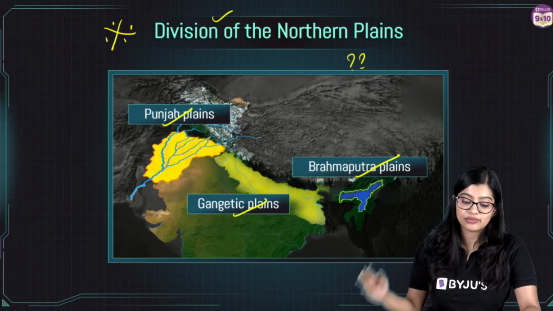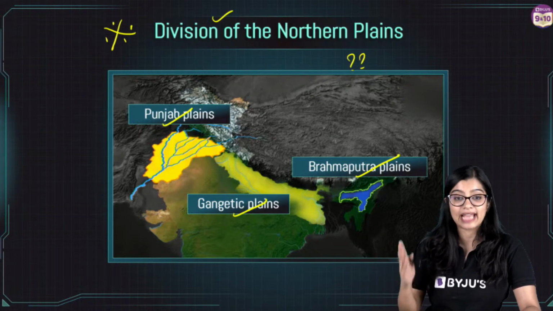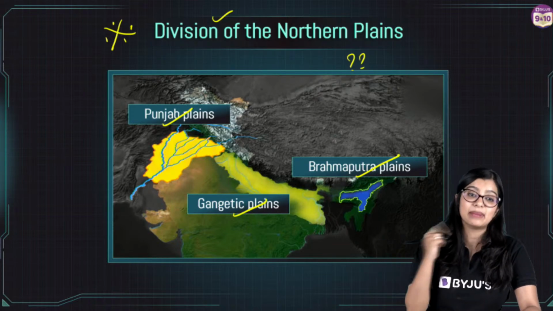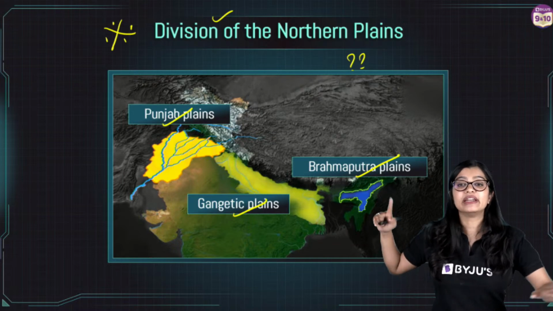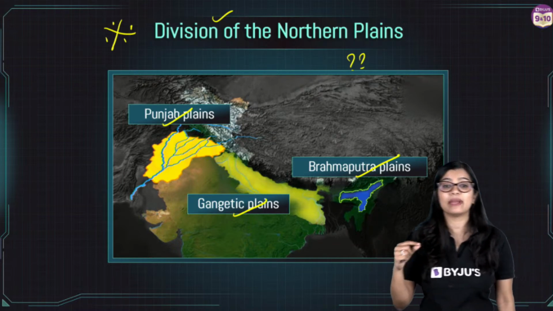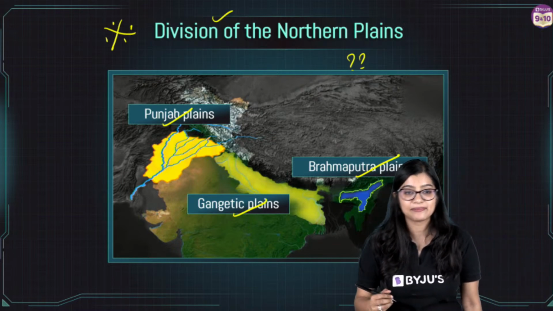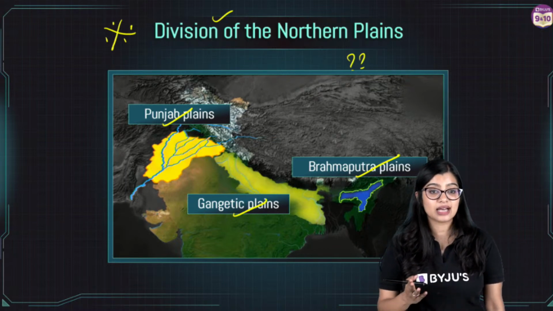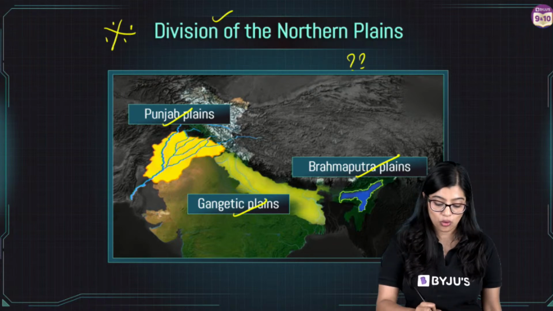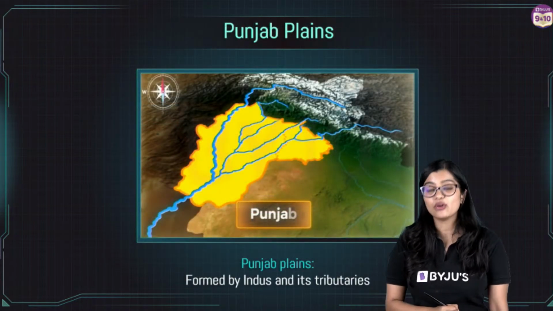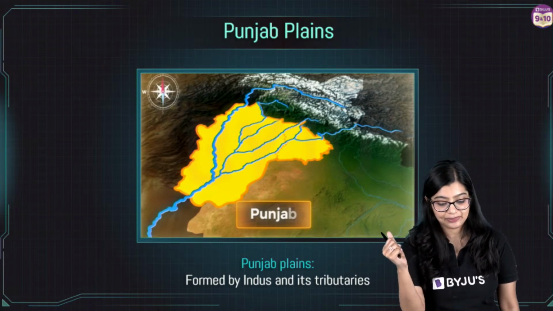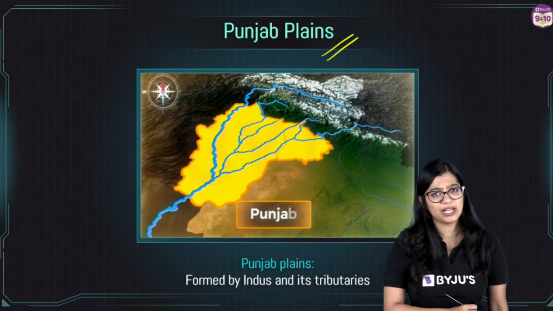What is my basis of dividing them as Punjab plain, Gangetic plain and Brahmaputra plain? You can tell me from the name itself, right? So from the name of these plains, we know what is our basis of division. Yes? Very good, Hema, Prarthana, Astha. Flow of rivers. So we know that based on the rivers that are there, we are able to divide them. So first up, we have the Punjab plains.